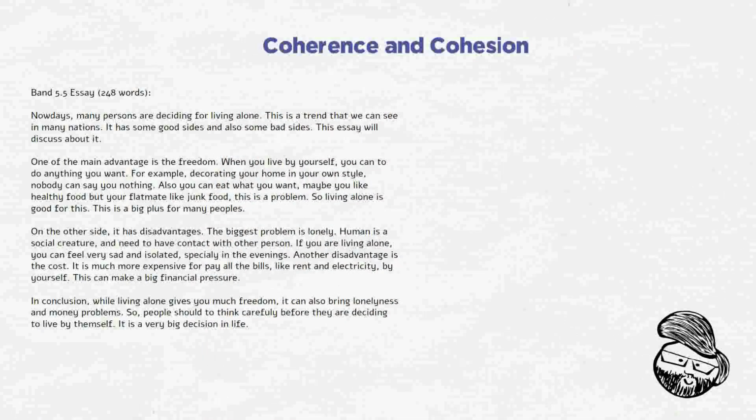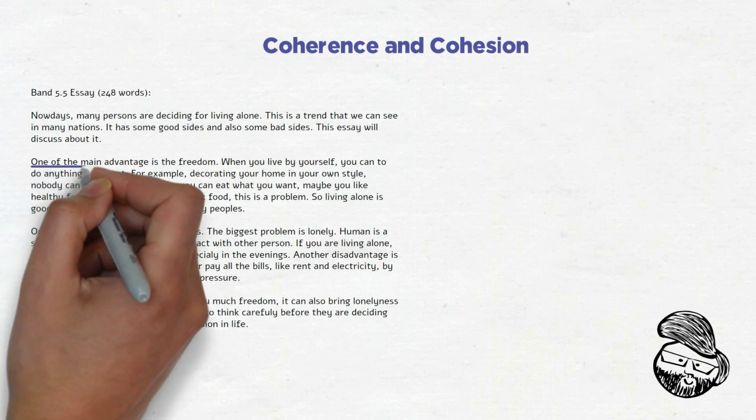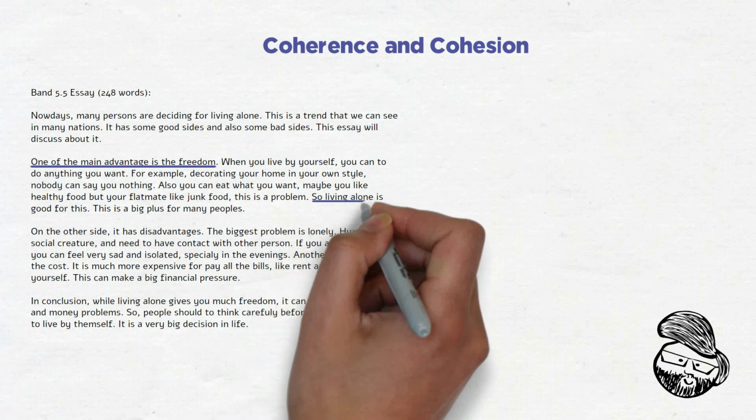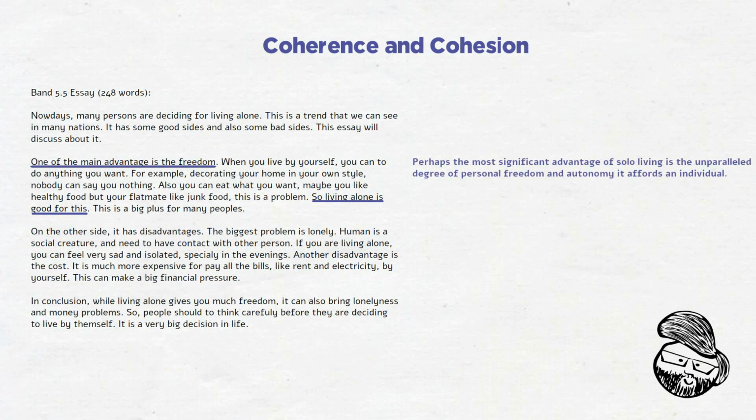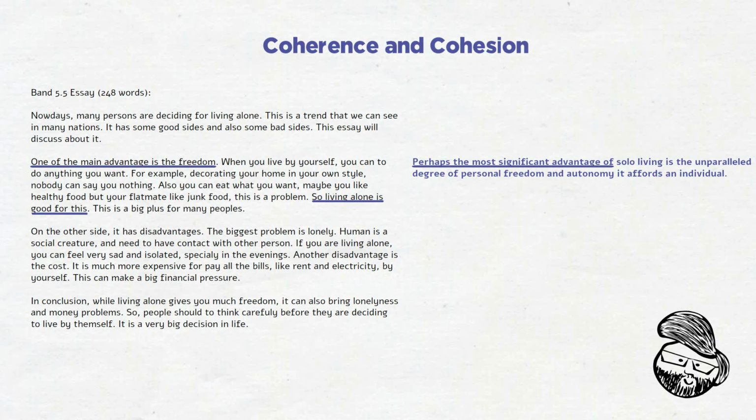For coherence and cohesion, we must use a range of cohesive devices and ensure each paragraph has a clear controlling idea. The 5.5 essay has weak topic sentences and confusing pronoun referencing. This is an exemplary topic sentence. The phrase, perhaps the most significant advantage of, is a classic and highly effective way to introduce the main benefit. It replaces the vague and grammatically incorrect opening and avoids the confusing pronoun this by stating the idea clearly.